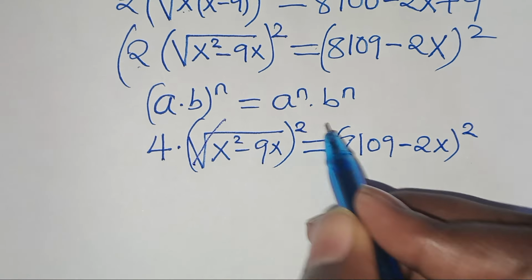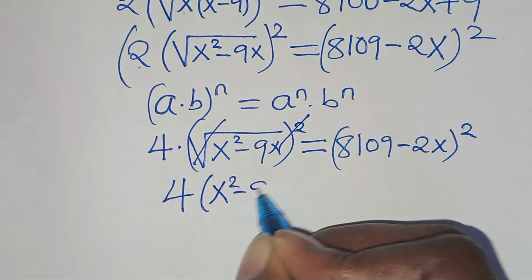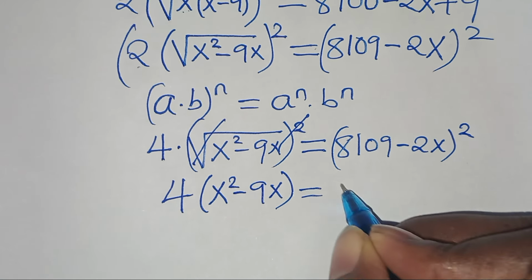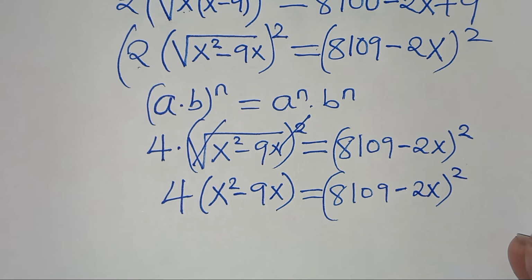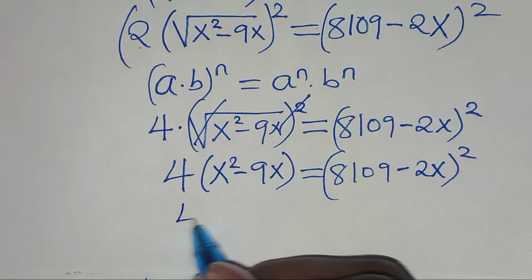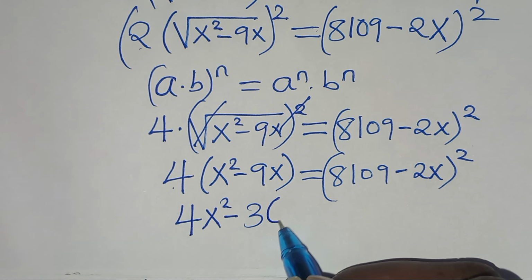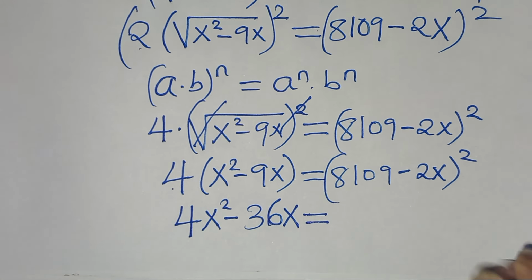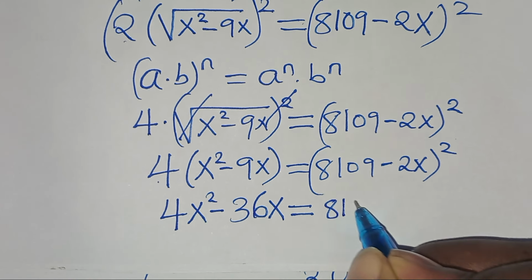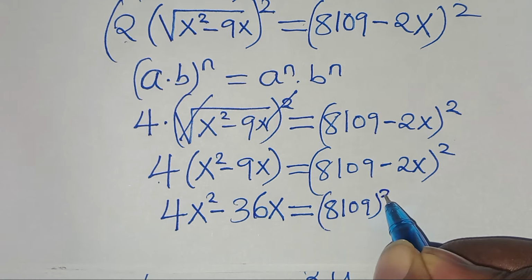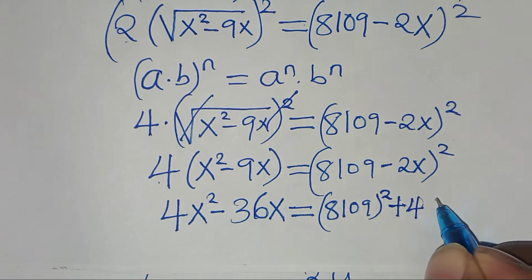Let's eliminate the square root sign, so that now we have 4 into the parentheses, x squared minus 9x, equal to 8109 minus 2x raised to the power of 2. From here, this is 4 times x squared, which is 4x squared, minus 4 times 9x, which is minus 36x. This is equal to 8109 raised to the power of 2, plus minus 2x raised to the power of 2, which is 4x squared.